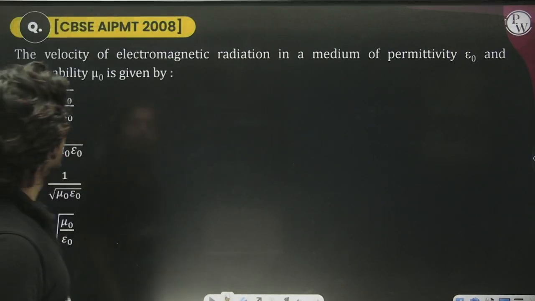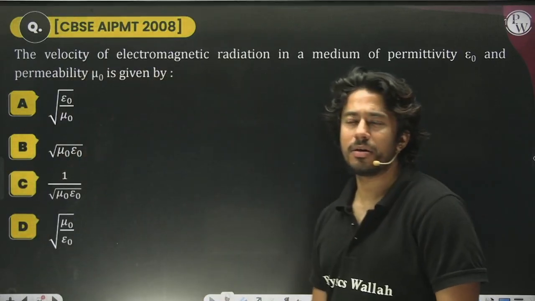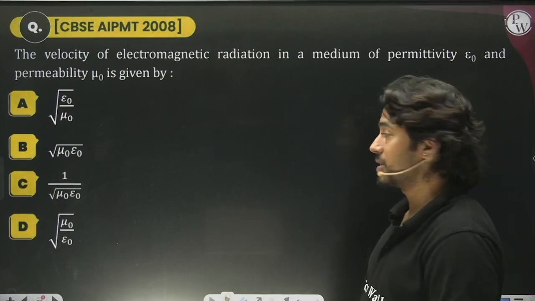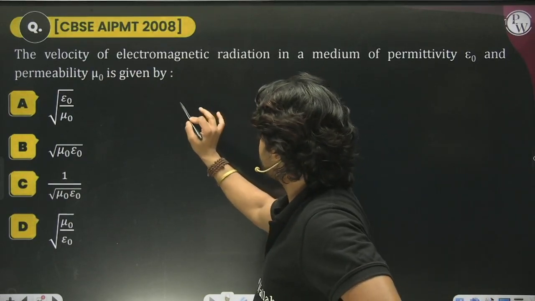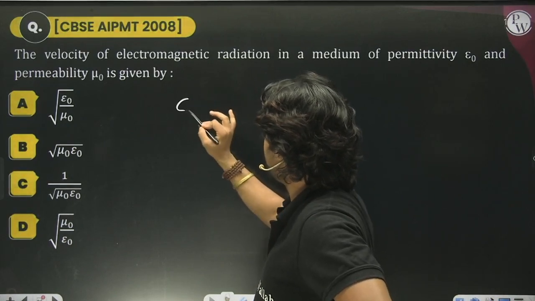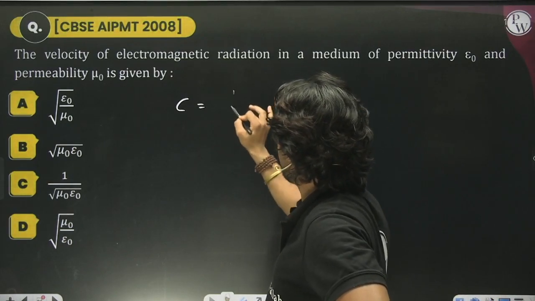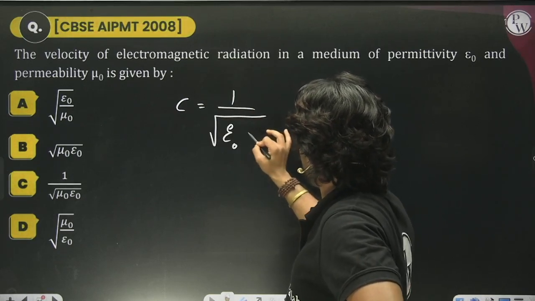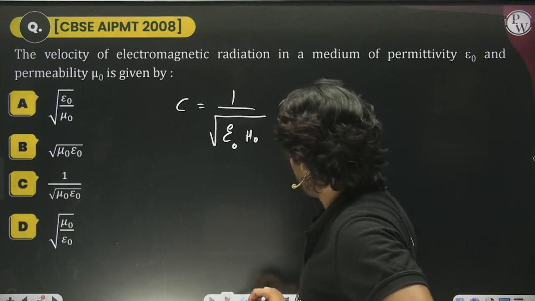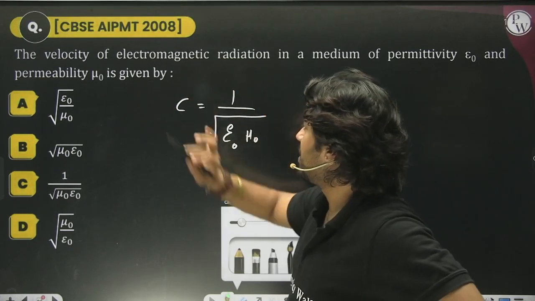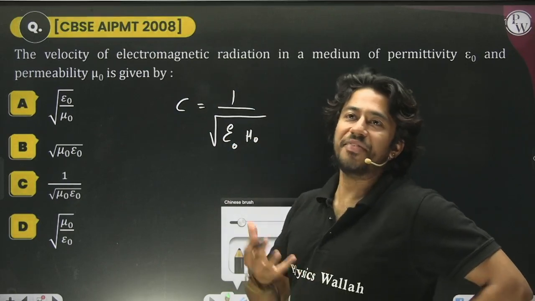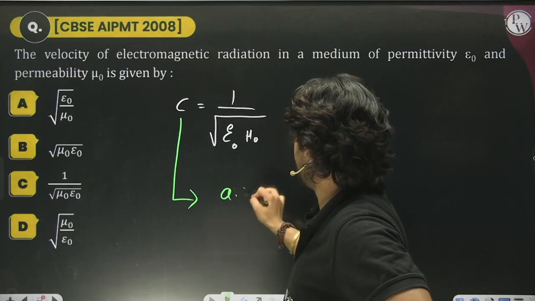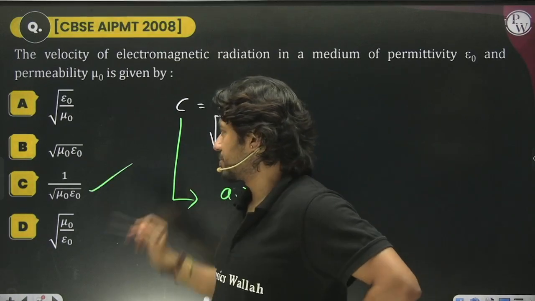Next question. The velocity of electromagnetic radiation in a medium of permittivity epsilon naught and permeability mu naught is given by. So you know that C equals 1 by root over epsilon naught mu naught. Now if epsilon naught and mu naught are the permittivity and permeability of free space, then this is the speed of the electromagnetic radiation in air. So the answer is this.